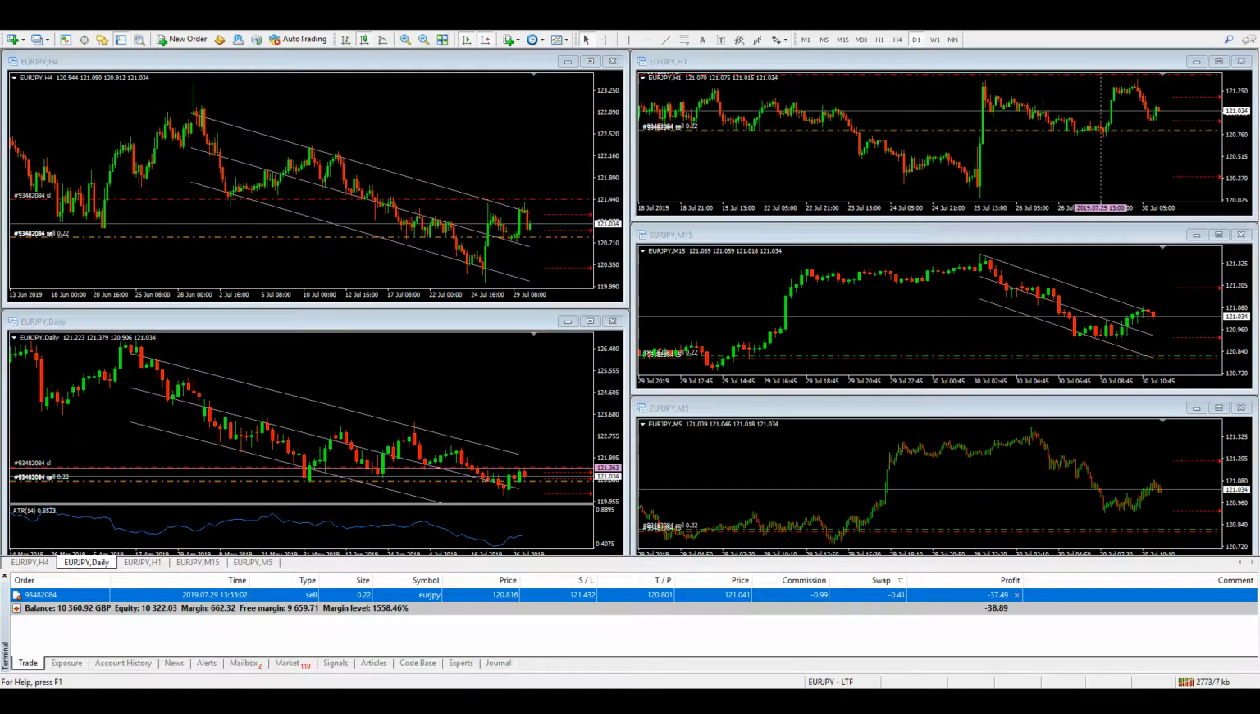Let's just kick off with today's positions that I'm looking at. Yesterday I did enter a trade on the Euro JPY. As we can see, this has gone against me, so I am in a losing position here.